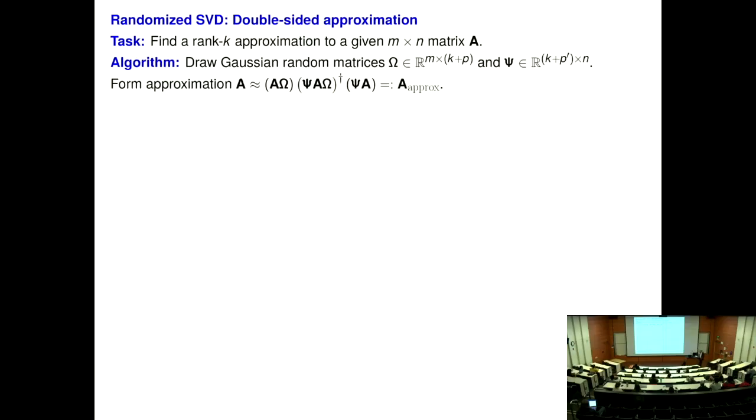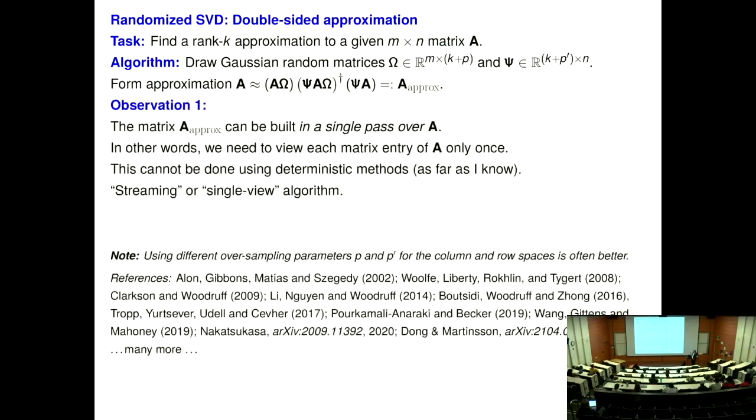So now something very interesting happened, because we found a streaming algorithm, a single view algorithm. And this you cannot do with deterministic methods, like Krylov methods or column pivoted QR. They all require you to go back to the matrix several times. So this is something fundamentally different that randomization can do for you, that a deterministic method cannot. And this was discovered early on in this work.